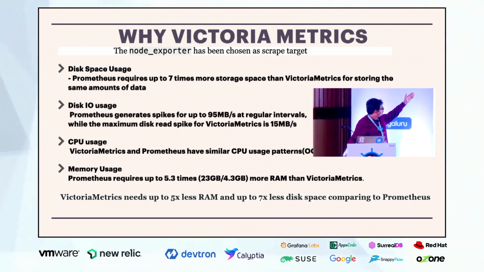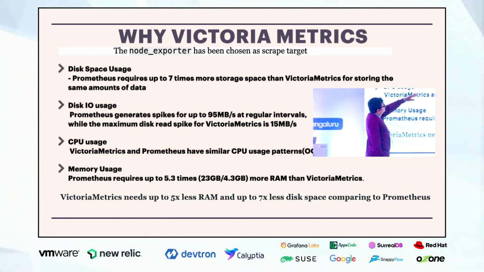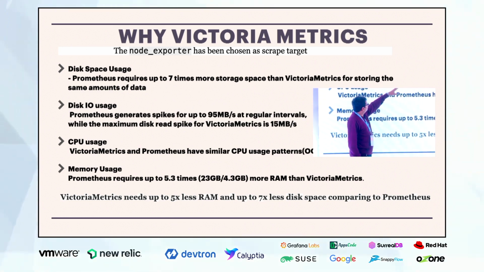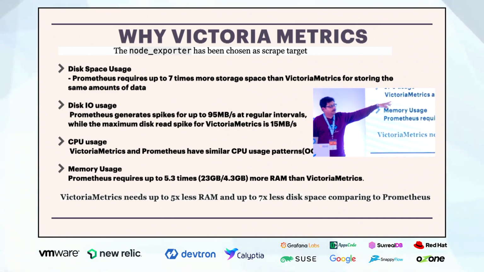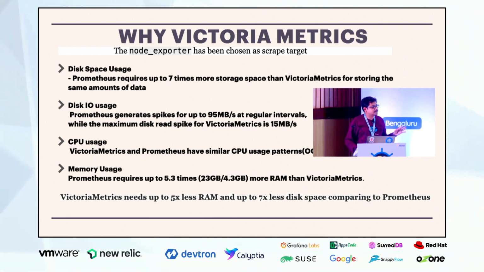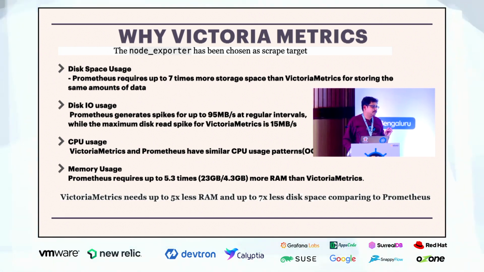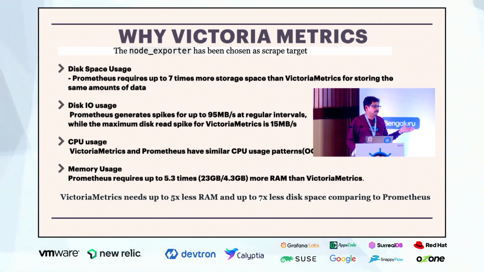The same goes for disk operations. Prometheus takes 95 MB for disk IO, while Victoria will have only 15 Mbps, a huge difference that will really help you in a production infrastructure having a huge set of data points coming continuously from different endpoints.